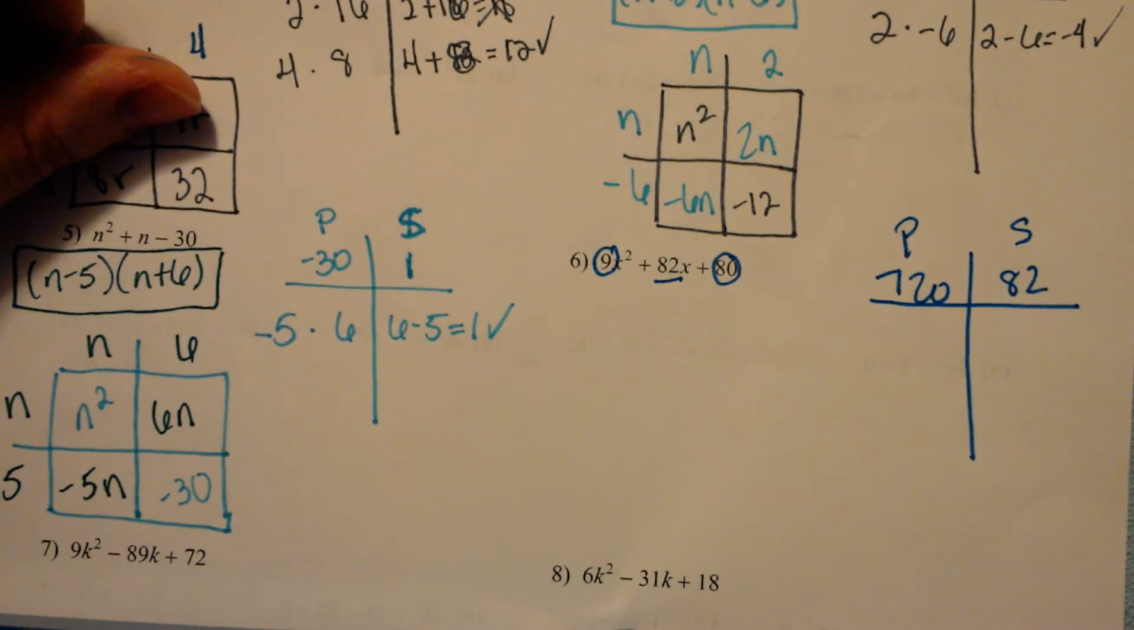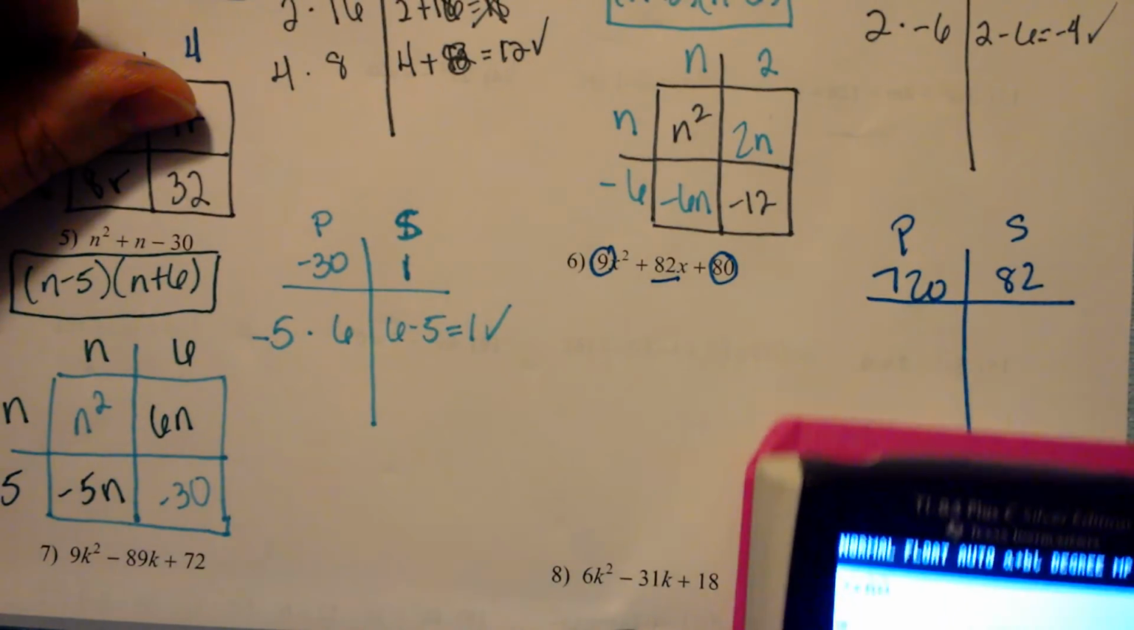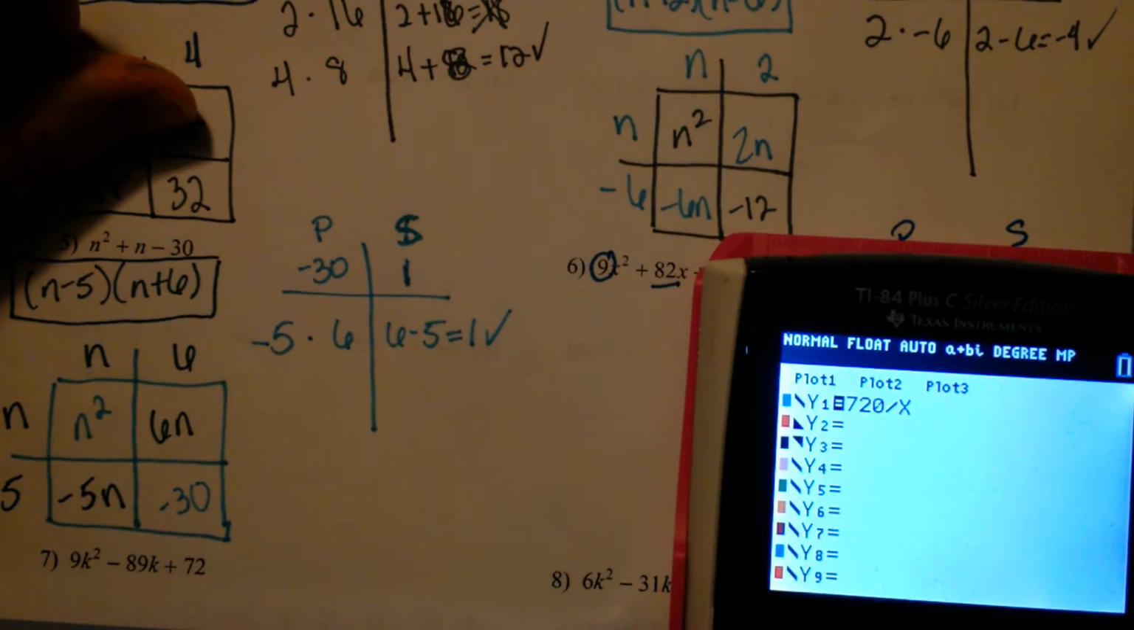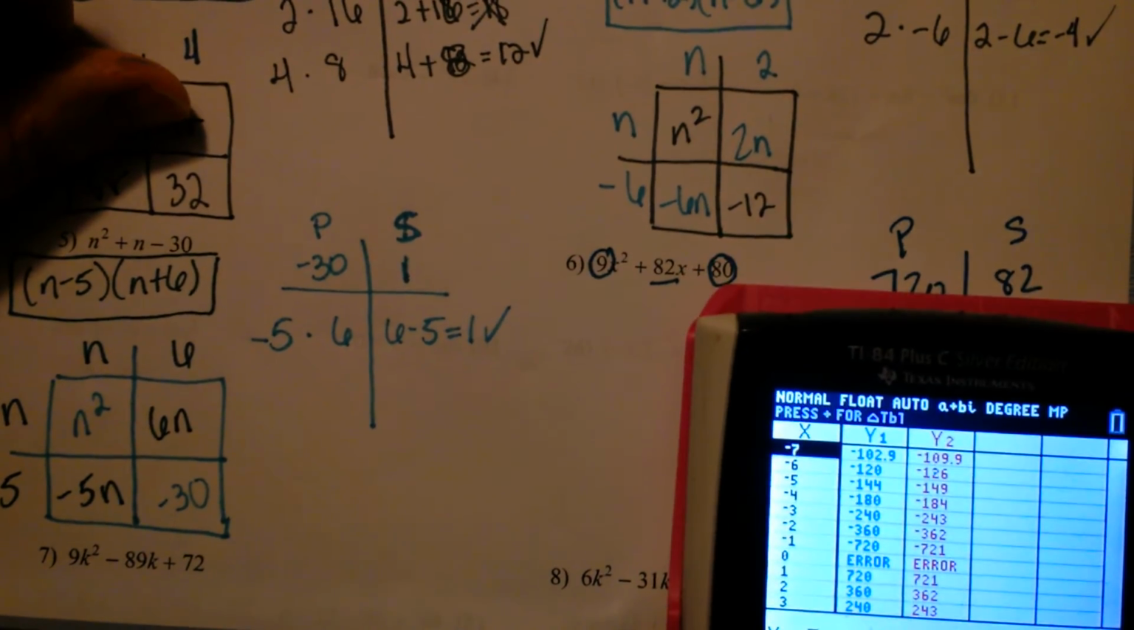So since I have some huge numbers, I'm just going to do it in the calculator. Y1, you put your product, 720, then divide it by x. And Y2, put your product divided by x, and then you're going to add x. So Y1 is going to generate all the numbers that 720 is divisible by. Y2 is going to add the numbers that you get in Y1 with x. And so your Y2 is what you need to look at. That's your sum column. Your sum, you need to find 82.